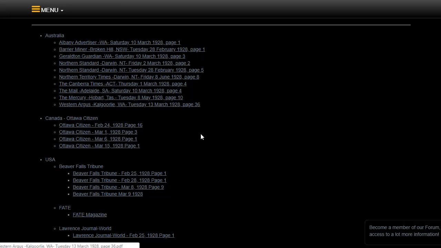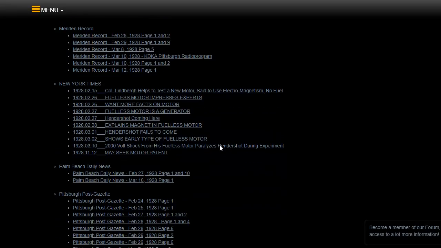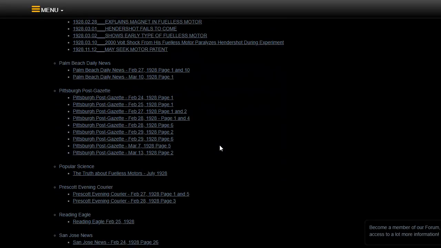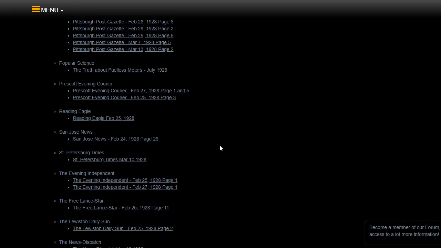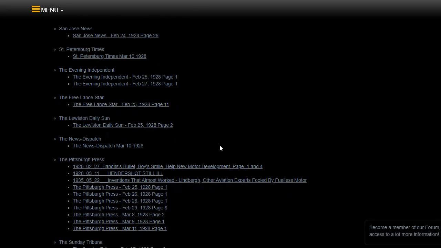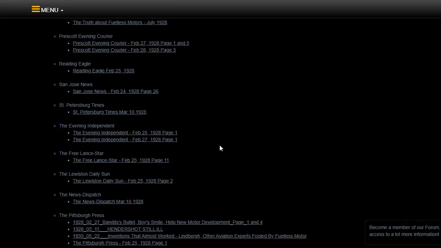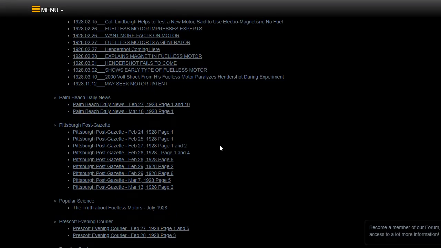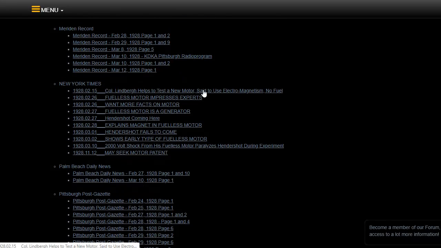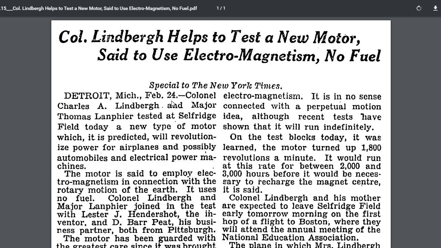I mean, these are just some of the articles. 1928, there's articles everywhere, hundreds of articles. These guys were testing the motors and generators and all that sort of thing at the airfield. There were so many people involved, it just wasn't funny. Let's have a quick look at this article.